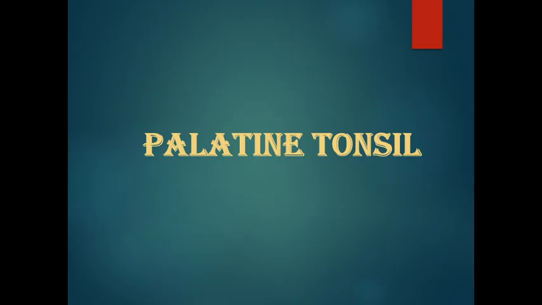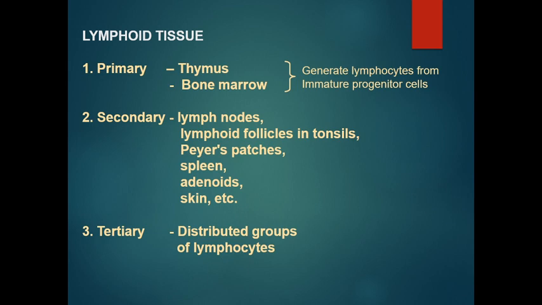So good morning everyone. Today we will learn about the palatine tonsils. The human body consists of multiple lymphoid tissues. The primary are the thymus and bone marrow. Secondary are lymph nodes, lymphoid follicles in the tonsils, Peyer's patches, spleen, adenoid, and skin. Tertiary lymphoid tissues are distributed groups of lymphatics.